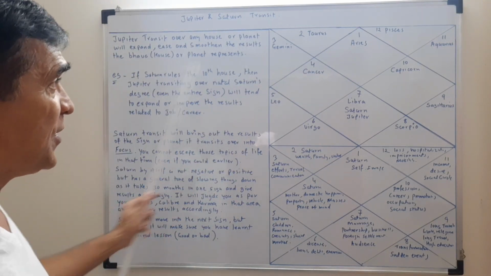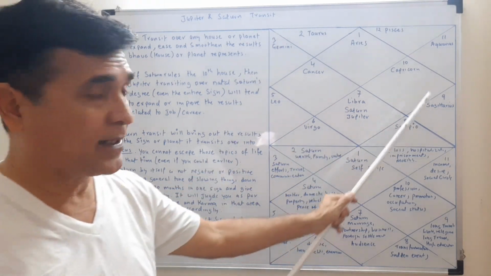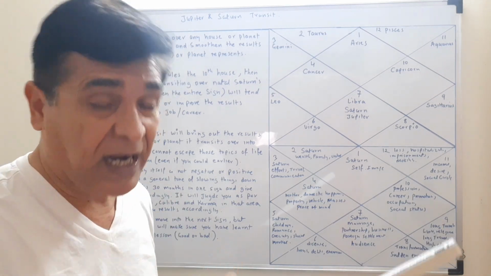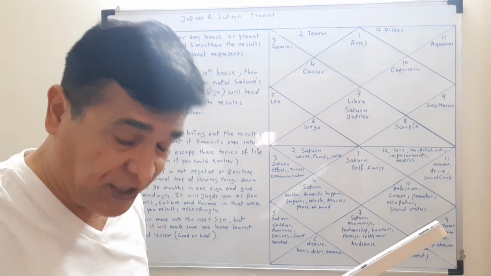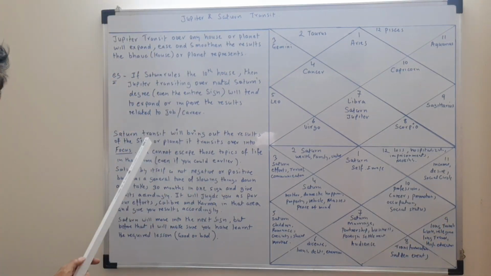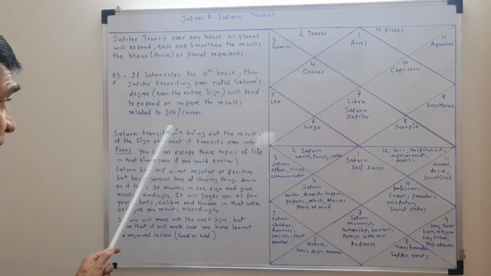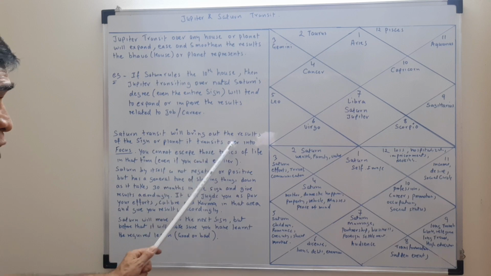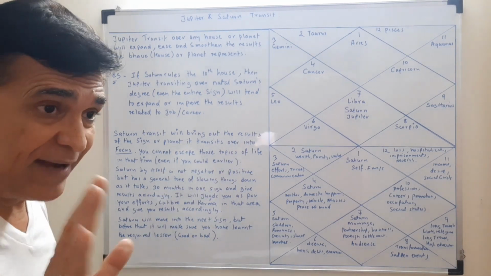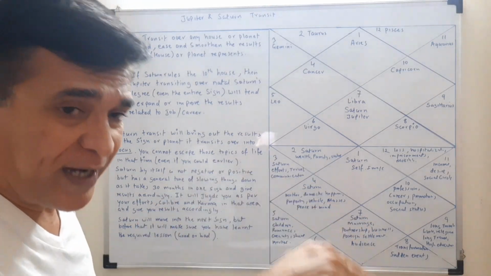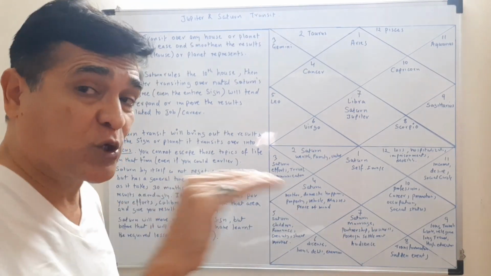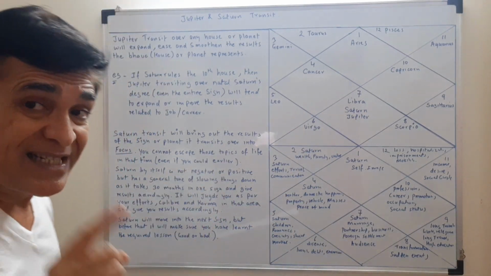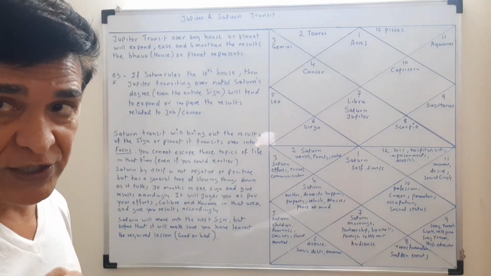Now, this is all about Jupiter whenever Jupiter moves and goes over any planet. As I mentioned that I'll be talking about Jupiter's transit, I shall be talking about Saturn's, Shani's transit as well. Now, look here. Saturn transit will bring out the result of the sign or planet it transits over. Similarly, if Saturn goes over any planet in the natal chart or in a particular house, what will happen? Saturn will increase the focus.